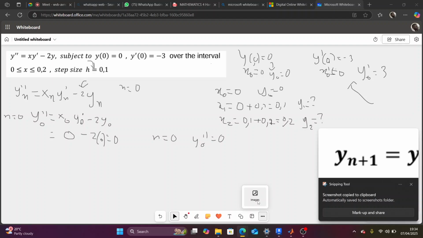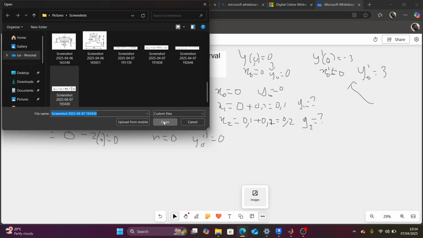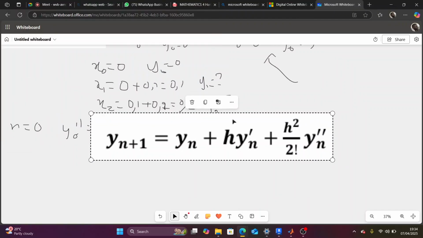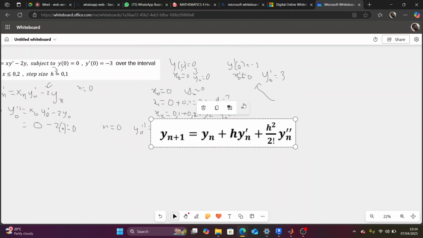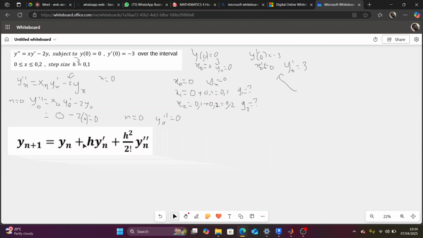Gentlemen, gentlemen. That is a polite way of calling a man. Gentlemen, my good friends. Technology. Okay, here is the formula.